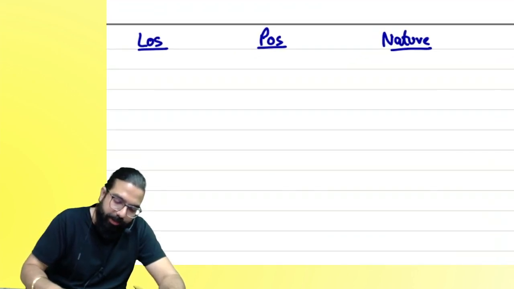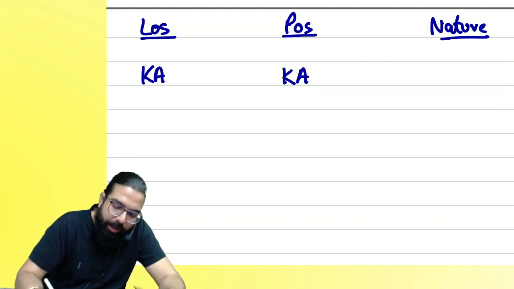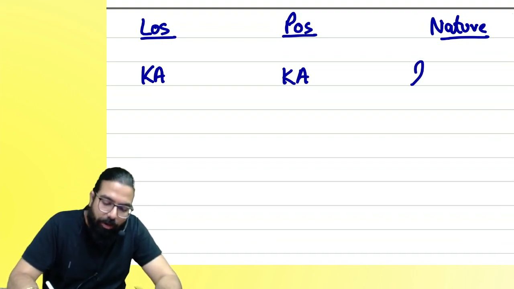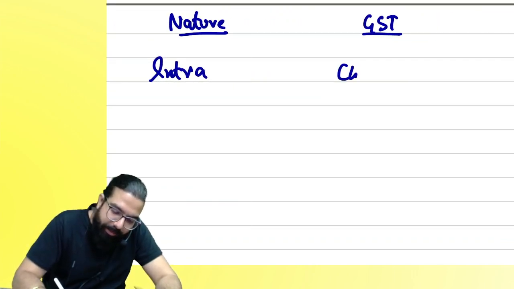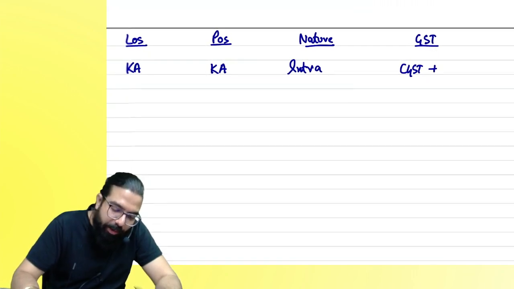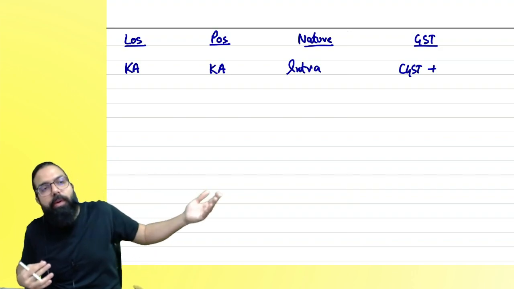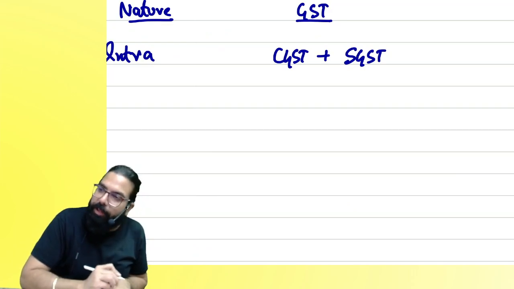Okay, let's do it. I supplied from Karnataka, place of supply also Karnataka. Inter or intra? Intra. What will you charge? CGST and which SGST? I am in the state of Karnataka, so I will charge Karnataka SGST. Are we clear with this?